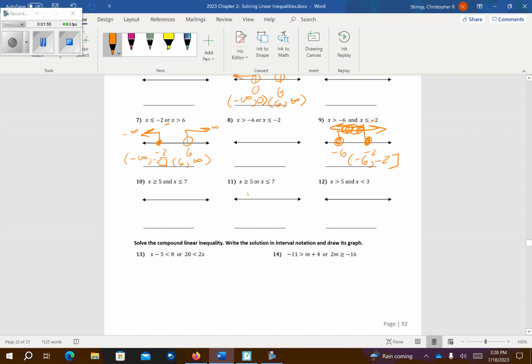Number 11, we have 5. So that's a solid dot going right. And we have 7. That's a solid dot going this way. It's an or, so we want to know the entire thing. So it's going from negative to positive infinity.